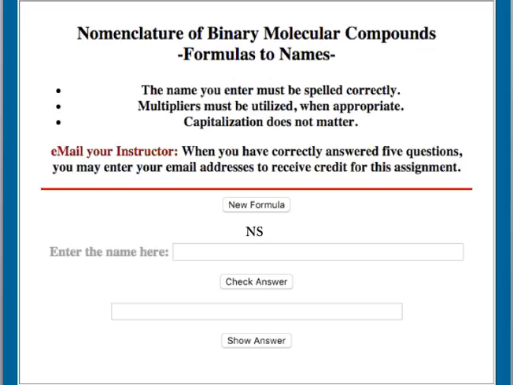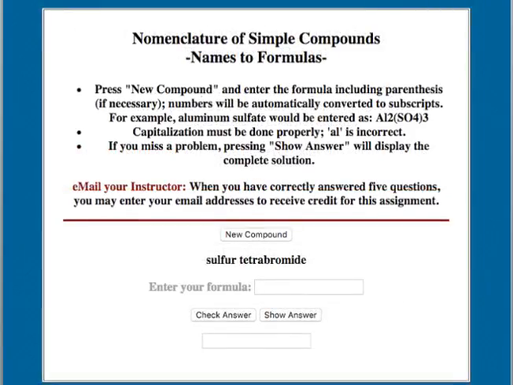NS. Kind of like NO except with an S. This is going to be nitrogen as our first word, no multiplier. And we're going to have a monosulfide. Let's work this backwards.